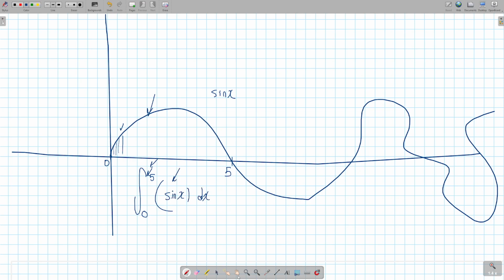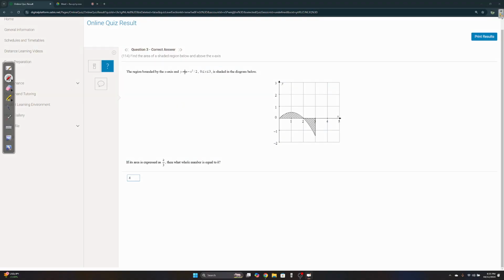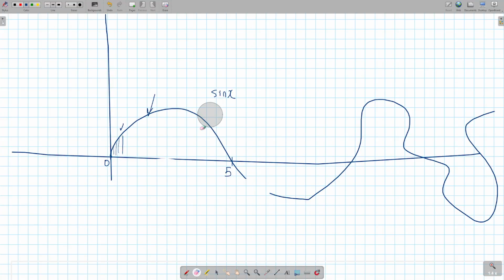I used a very bad example. You guys don't know how to integrate sine x, but that's not my point. My point is you put any function under the integral. Over here, the region bounded... Okay, yeah, I also forgot to say something.